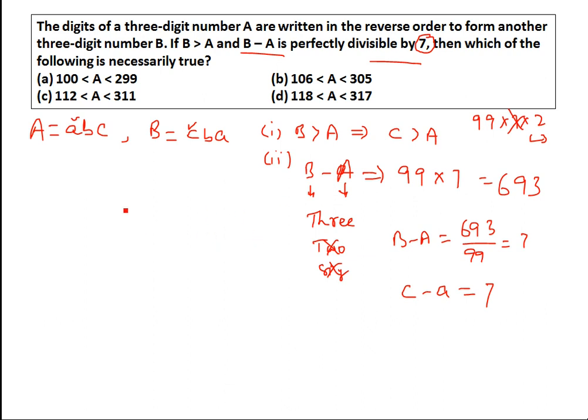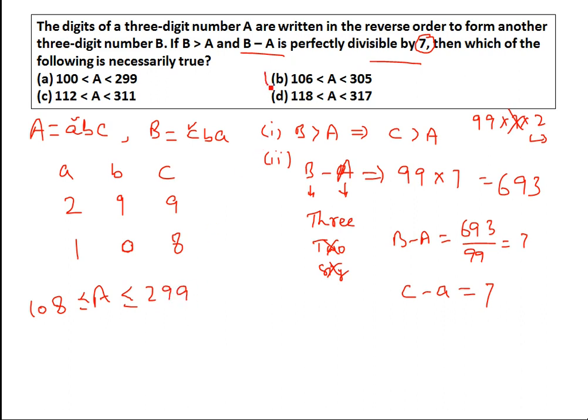Now coming on to the possibilities for A, B and C. If C is 9, then to maintain the difference 7, A should be 2. If C is 8, then A should be 1. And there are no other possible values other than these two. And the minimum possible value of A is when B is 0 and the maximum is when B is 9. So the minimum possible value of A is 108 and the maximum possible value is 299.